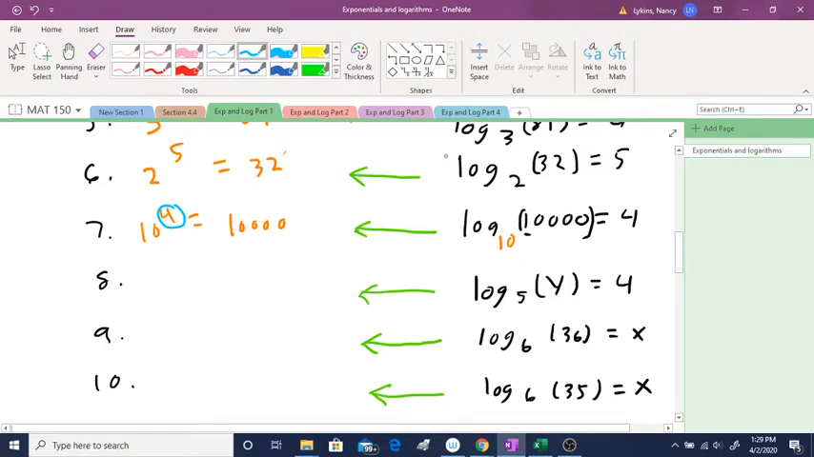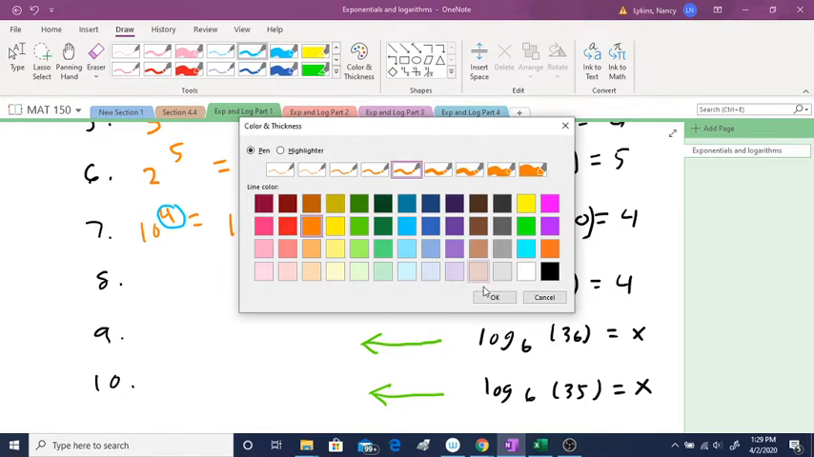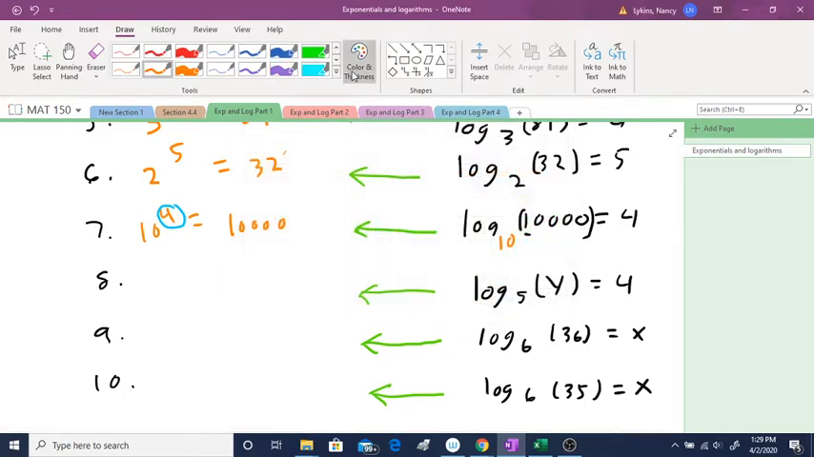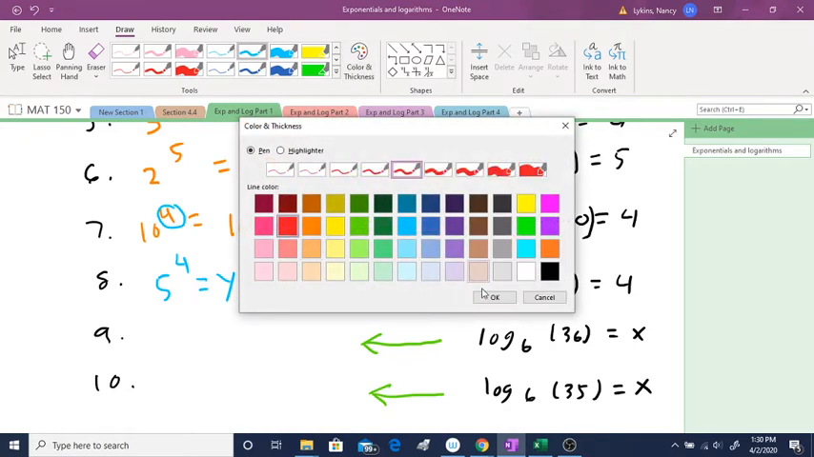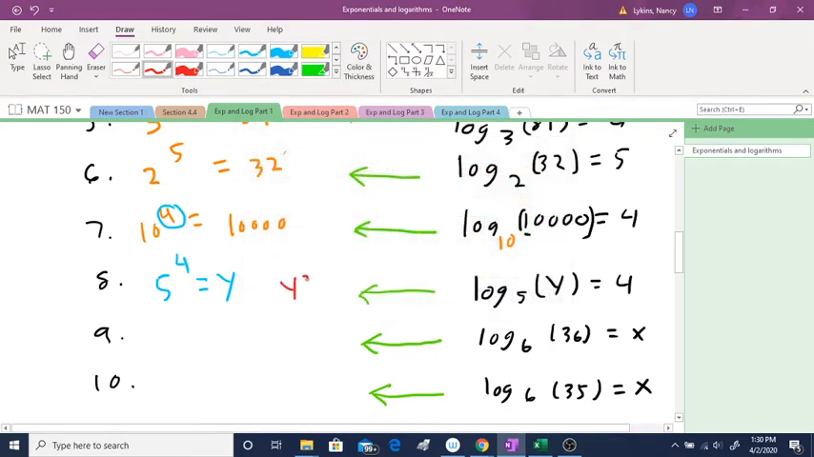Now, this is where I want to add some variables in here. Let's take a look at number 8. My base is 5. My exponent is 4, and I'm going to set it equal to y. But in this case, we can actually solve for y by doing 5 to the 4th power, which is 625.